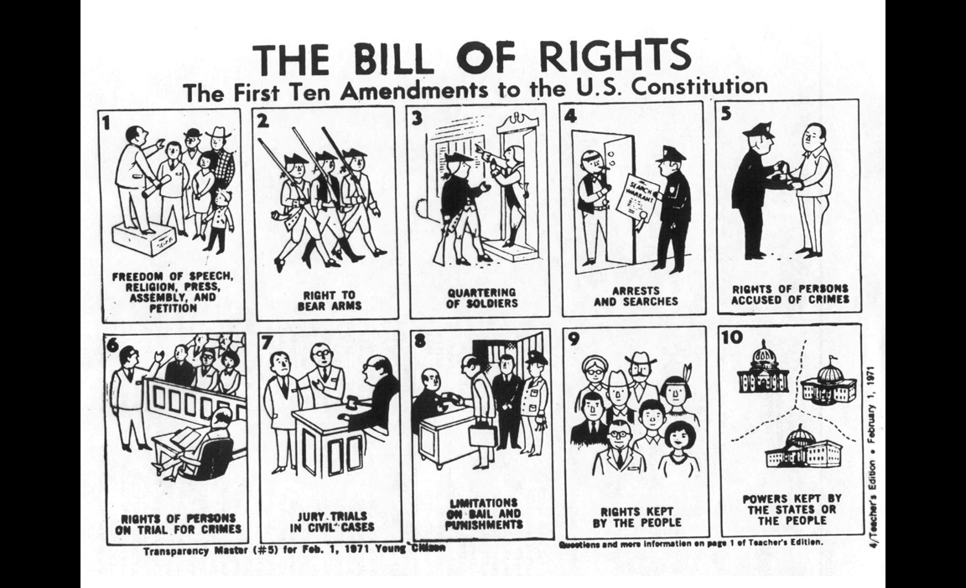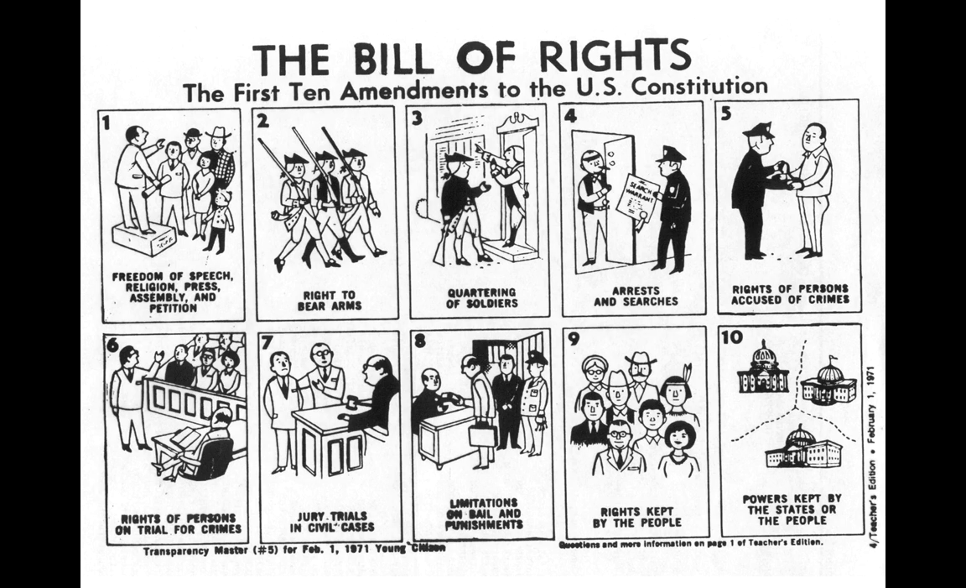Three is quartering soldiers. Four is searches and seizures. Five is the rights of persons accused of a crime. Six are criminal issues, where seven is civil issues. Eight is no excessive punishments. Nine is any right not explicitly stated is still the right of the people. And ten is anything not explicitly stated could be a right of the state.